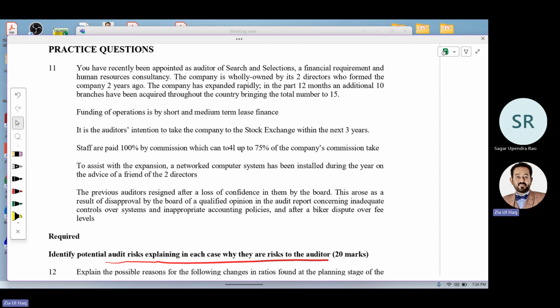There are 10 risks. If not identified, try it again. You need to complete 10 risks.